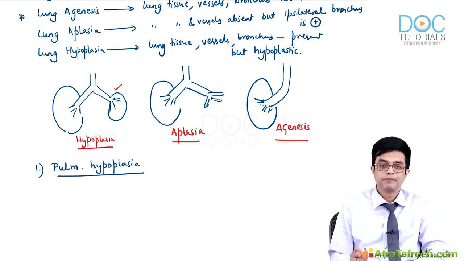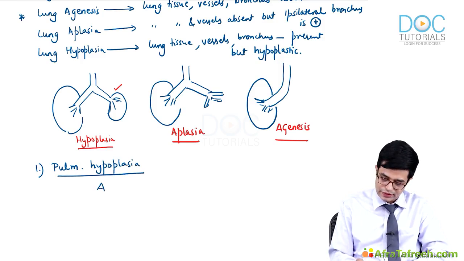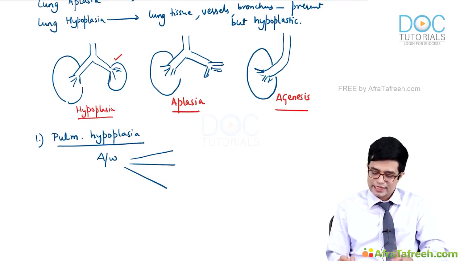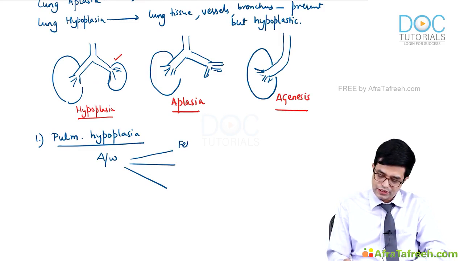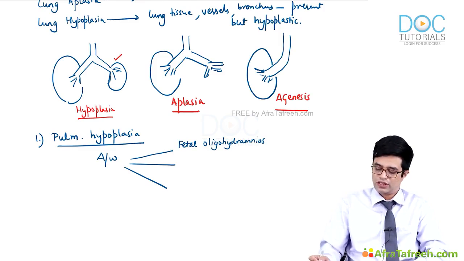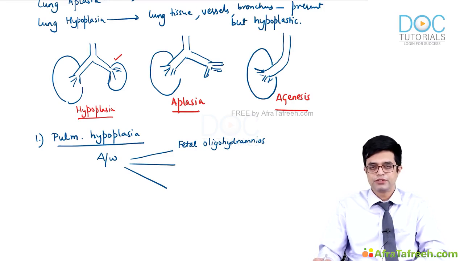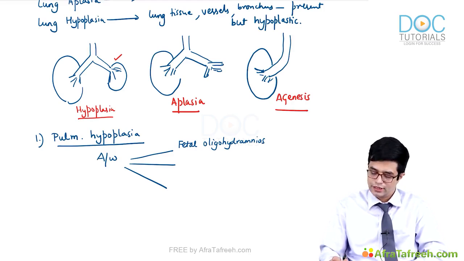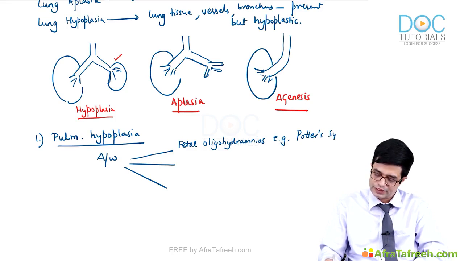Pulmonary hypoplasia is associated with three common findings. Pulmonary hypoplasia can be associated with fetal oligohydramnios. So children who have oligohydramnios in the fetal period have a high tendency to develop pulmonary hypoplasia. For example, can you give any example? Think of an example. Yes, it is Potter syndrome, which is due to renal agenesis.